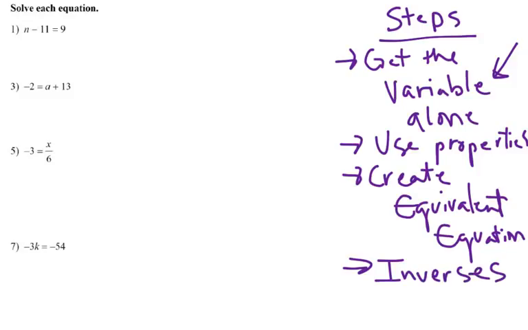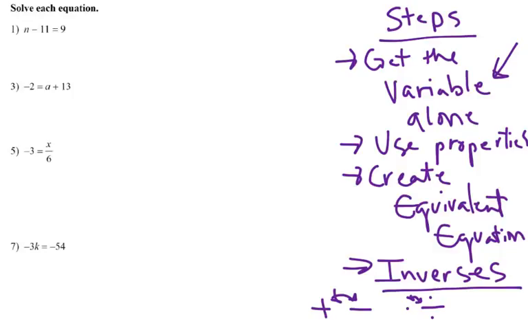To get the variable by itself, we're going to have to undo what's been done to it. So we think about inverses. And the main inverses we think about, plus and minus. They're inverses. They undo each other. And multiply and divide. They're inverses. They undo each other as well.